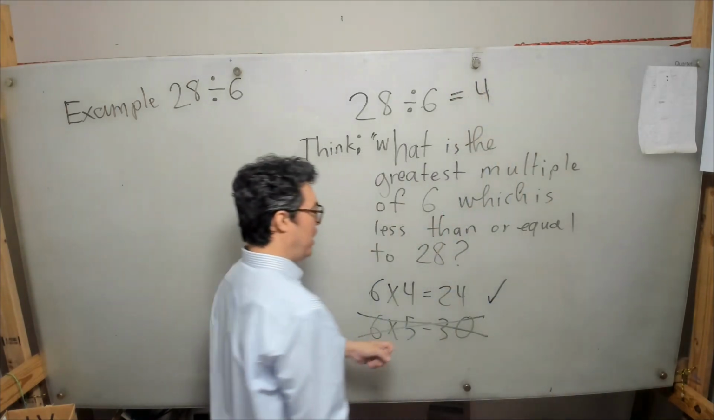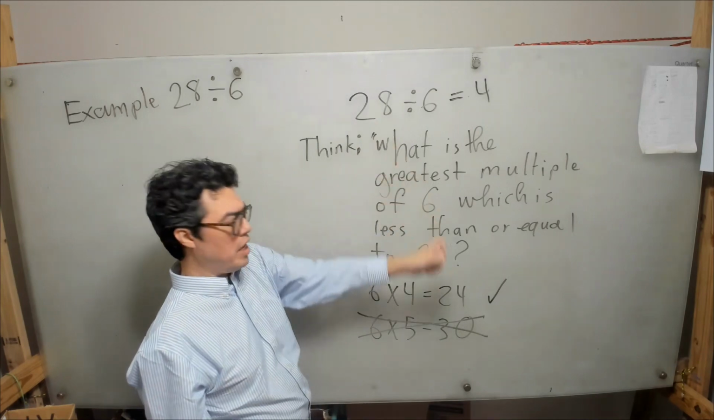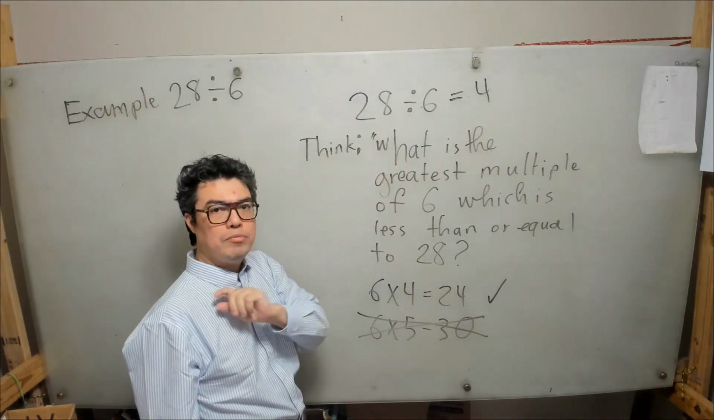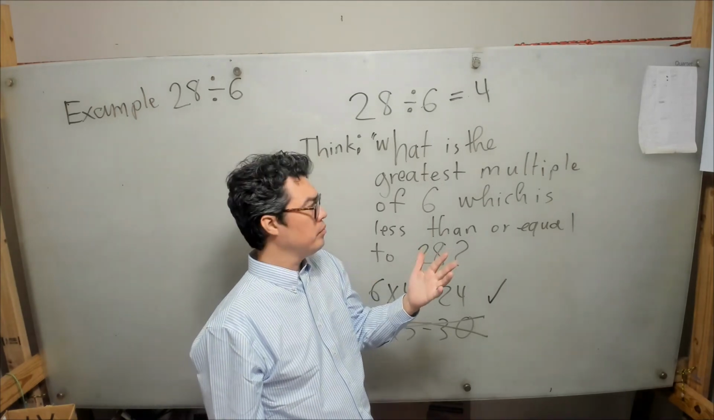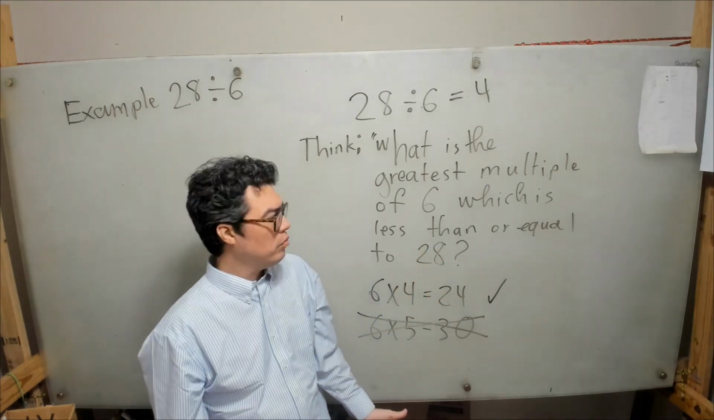And you might say, well, David, 24 and 28, not the same number. You're absolutely right. So what does that tell us? That tells us that we have a remainder. So how do we find the remainder?